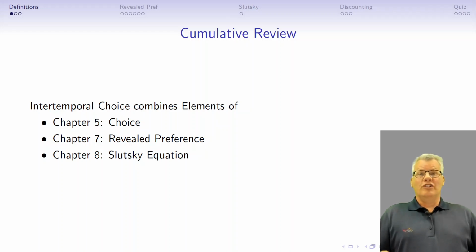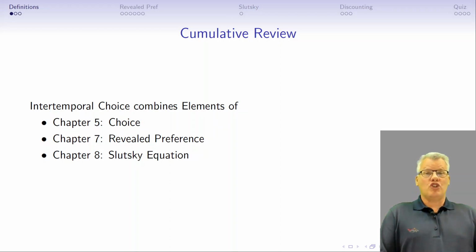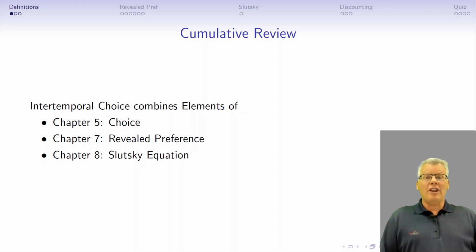Revealed preference was where we turned the choice model on its head. Remember, the choice model started with the assumption of what consumer preferences were. In revealed preference, we observe consumers' choices and then infer from that what their preferences must be, or at least boundaries on their preferences. And finally, in the Slutsky equation chapter, we decomposed the effects of price changes into income and substitution effects. Now, we're going to combine elements of all three of these in the chapter on intertemporal choice.